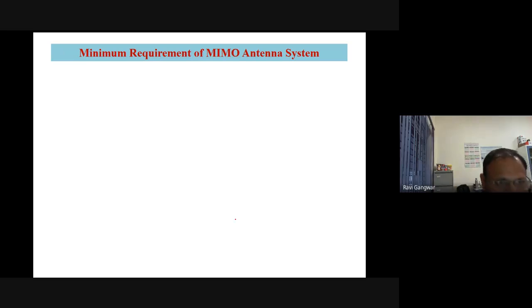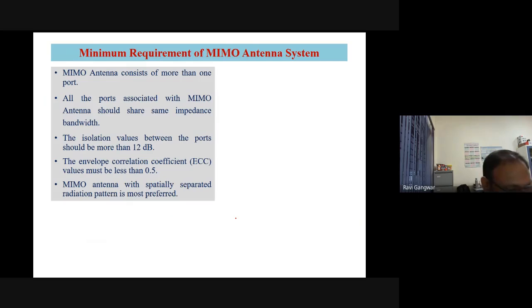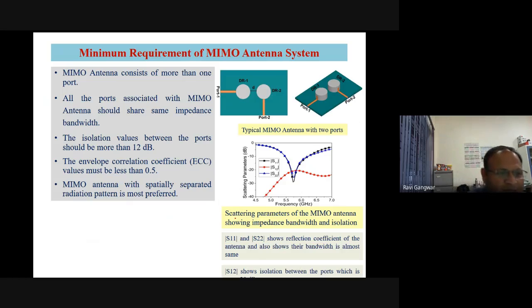What is the minimum requirement of MIMO antenna systems? The first is that a MIMO antenna consists of more than one port. It means this antenna must have more than one port, that is, at least 2 elements are required to design a MIMO antenna system. Clear? The second thing is that all the ports associated with a MIMO antenna should share the same impedance bandwidth. This is another most important point.